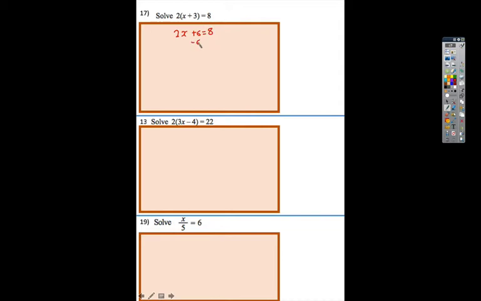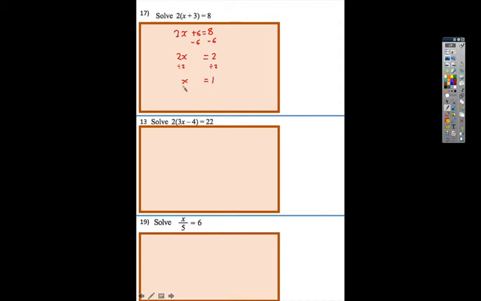And now do the same thing again, subtract 6 on both sides, and you're left with 2x is equal to 8 take away 6 is 2. Divide by 2 now on both sides, and x is equal to 1.